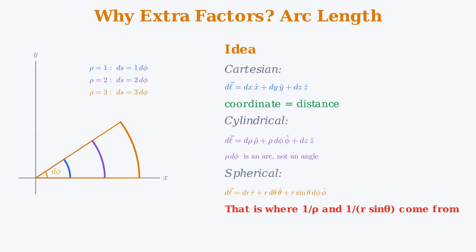When you move a tiny step in Cartesian, you move a distance dx. The coordinate and the distance are the same. But in cylindrical, a step of d phi in angle corresponds to a distance of rho times d phi along the arc. The bigger your radius, the longer the arc. So when the gradient asks for change per unit distance, we have to divide by rho to convert from change per unit angle. That is the 1 over rho. The same argument with rho replaced by r sine theta gives the spherical factor.